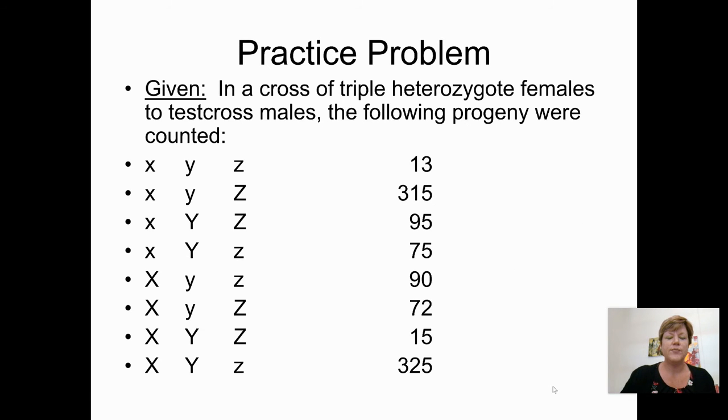All right, so let's say you have a practice problem. What's given is you have a triple heterozygote female crossed to test cross males. That would mean the males are completely recessive. And the following progeny were counted. Now, really what they're giving you here is the alleles from the mother. You guys probably remember that for every individual offspring, of course, there would be a little x, a little y, a little z from the father, because he's recessive on all 3.